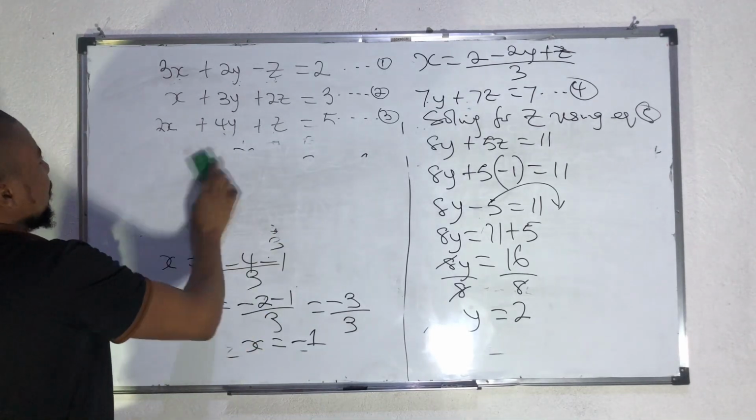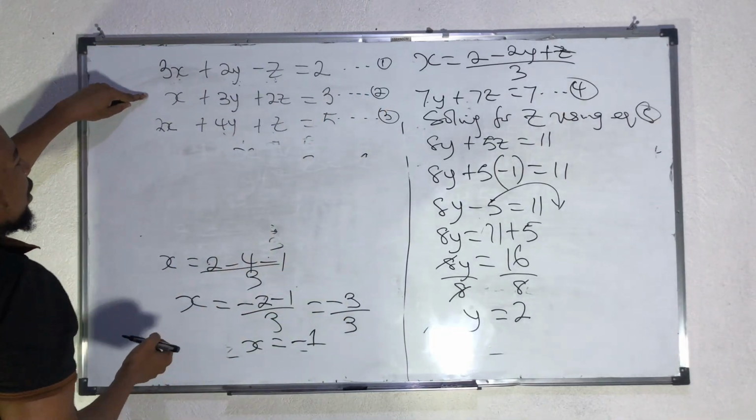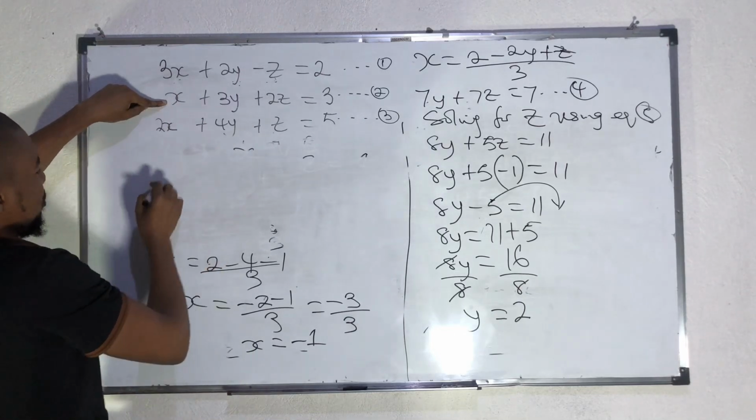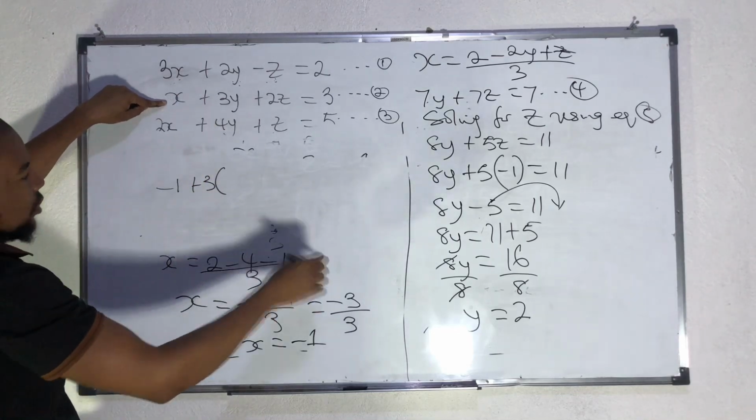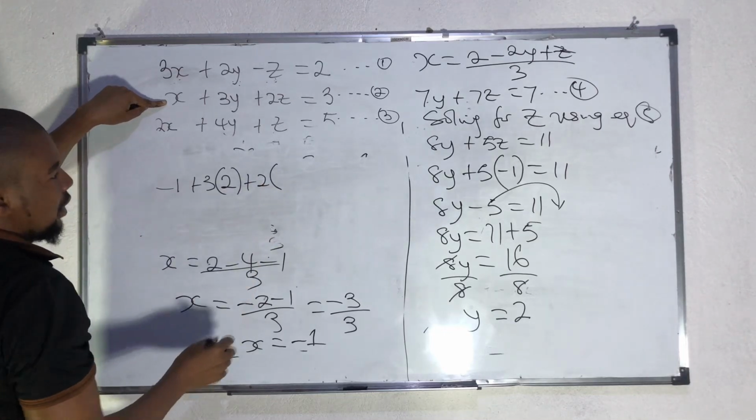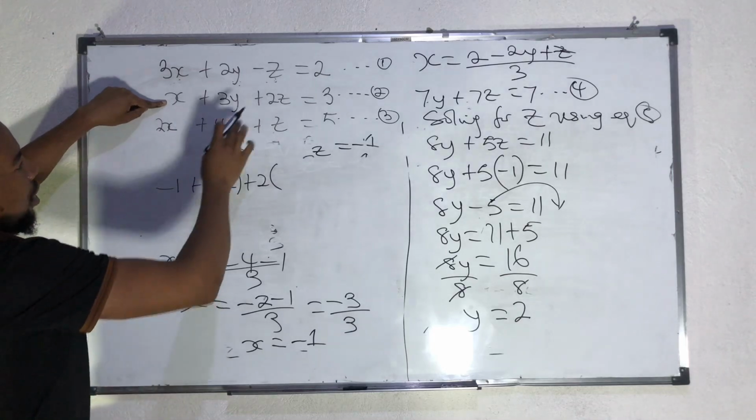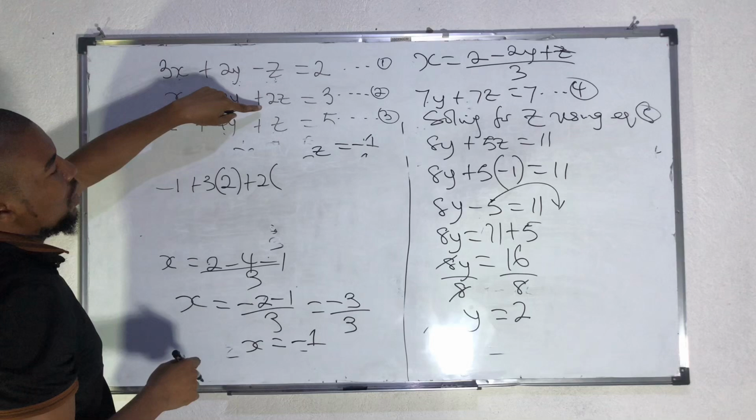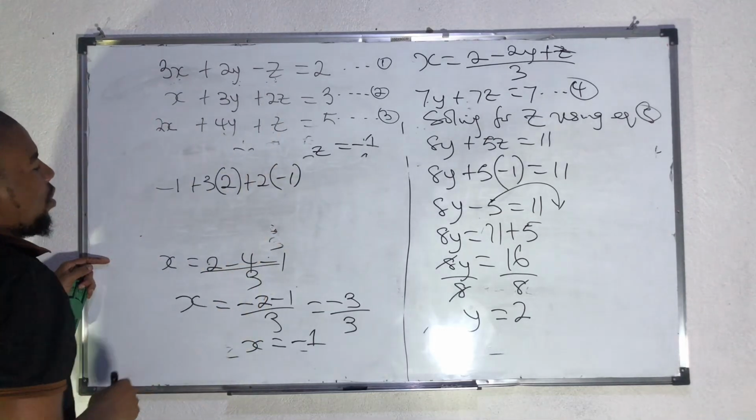For example, let's say we want to use equation 2 to test for consistency. What is our x? Our x is a negative 1, which means that whenever we see x, we put a negative 1, plus 3y. Whenever we see y, we put our 2. The next one is plus 2 and our z. What is our z? Our z is a negative 1, as we found or solved in the problem. We found that z is negative 1. Therefore, we replace the z with a negative 1. Let's see if we're going to get a 3 when we simplify.